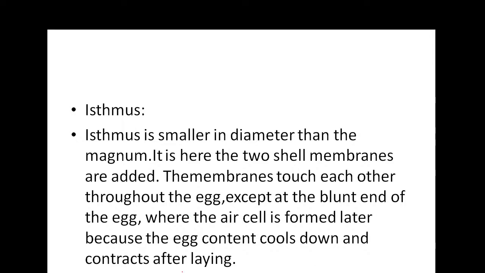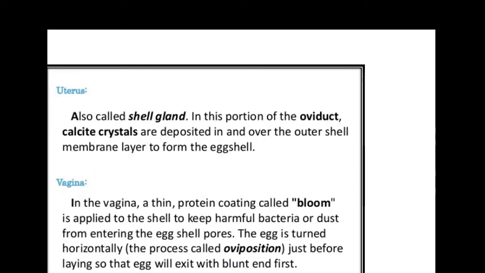The air cell is formed because the egg content cools down and contracts after laying. Then the uterus is also called the shell gland. Shell deposition takes place in the uterus. Yolk deposition takes place in the ovary, and albumin deposition takes place when the egg comes to the magnum region. And after that it enters the uterus, where the deposition of the shell takes place.